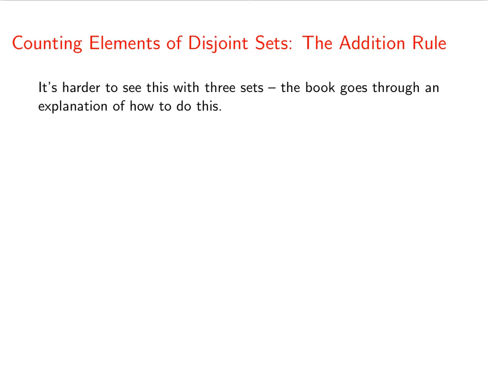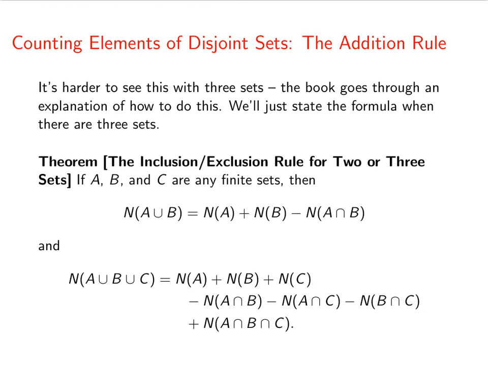Now it's a little harder to see how to do this with three sets. The book goes through an explanation of how you can do this. I think we're just going to state the formula when there are three sets. So the theorem is the inclusion-exclusion rule for two or three sets. Now there's a more general version of the inclusion-exclusion rule, which is a little more complicated. Maybe I should say it's a lot more complicated, but the idea remains the same.